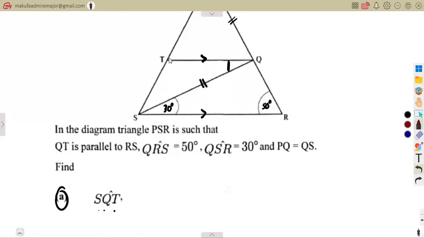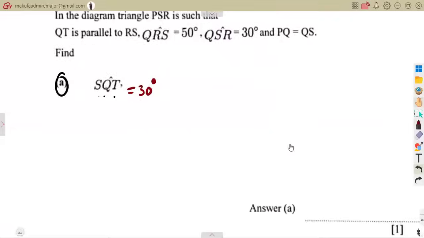Remember, these lines are parallel, so you can consider alternate angles, the ones that form a Z. And we know that alternate angles are equal. So that is 30 degrees. If this angle is 30, this angle is also 30 degrees.